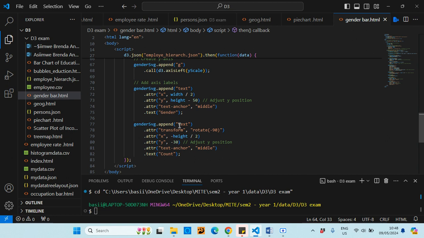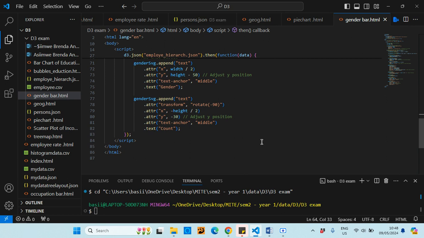So basically here we just have to add the labels for the axis, whereby you center the x axis label horizontally at the bottom, and then we position the y axis label vertically on the left hand side. That is why you see this rotate minus 90, so that it's vertical. Then we close the script and the rest of the tags.